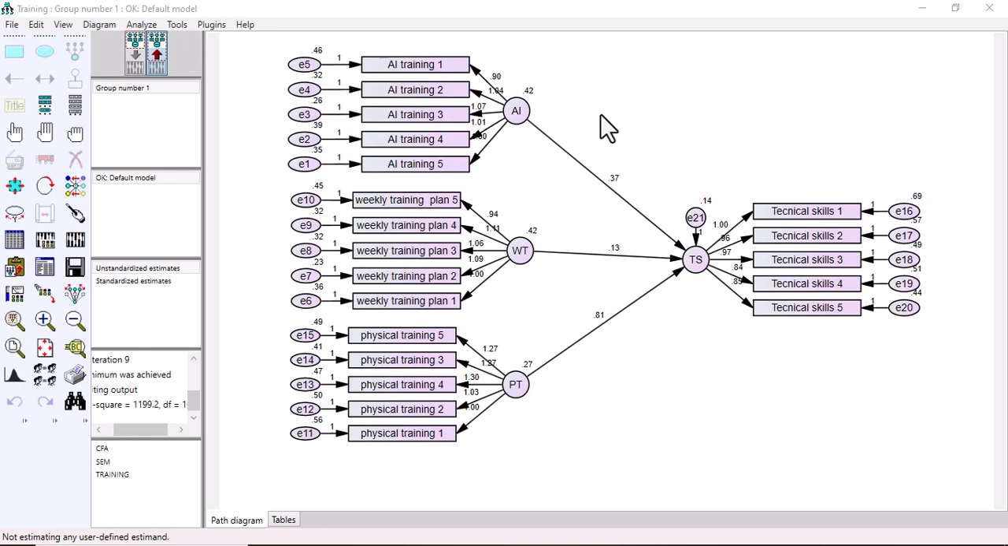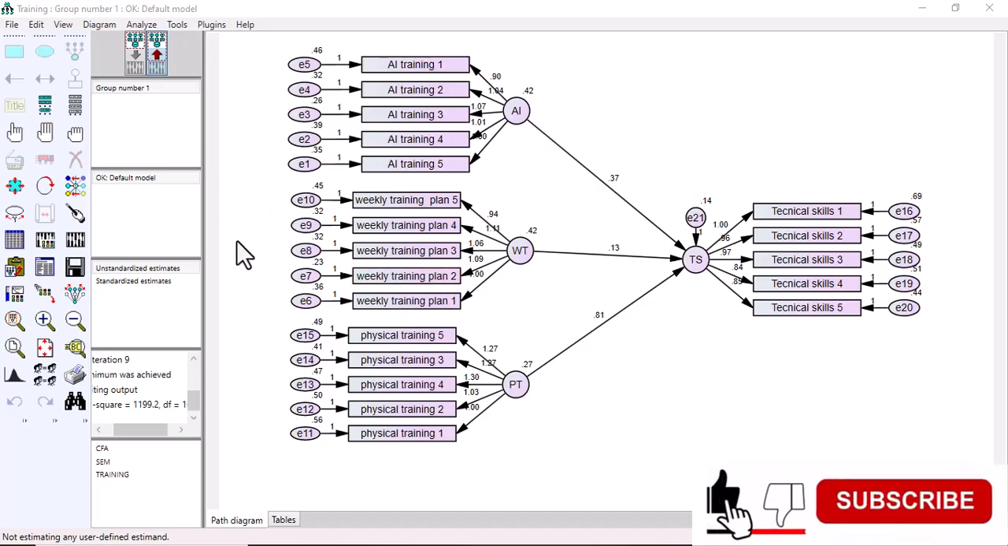So today we are going to learn how to interpret the structural equation model results. In our previous video, we had already learned how to conduct a structural equation model analysis. So we have the structural equation model analysis results in this model here, you can see.